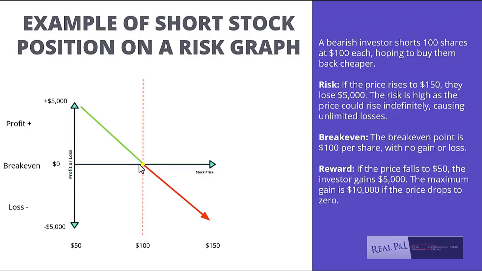If the price falls to $50, the investor gains money, right? So it goes from here down to $50. Then we look where it intersects this line here, and it's up $5,000. So the maximum gain is $10,000 if the price drops all the way to zero.